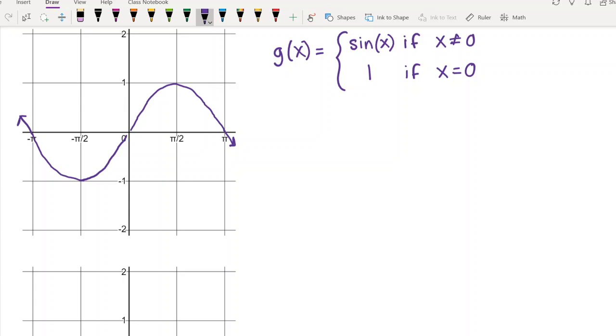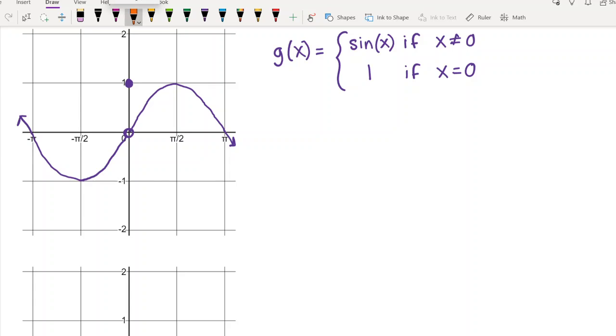So that would be if we were just graphing sine of x. But notice that it says it's only equal to sine of x if x does not equal 0. And so what that means is we want to just add in a hole in the graph at x equal to 0, because that is the one point where we're not using this equation. Okay, so what do we put instead? Well, this tells us that g of x is supposed to equal 1 if x does equal 0. And so that means that when you plug in an x value of 0, you should get a y value of 1. And so that means that we need to have a point up here at 1.